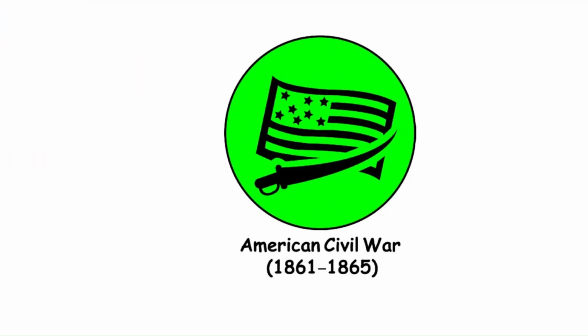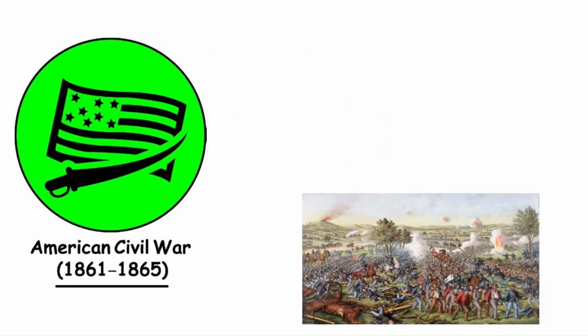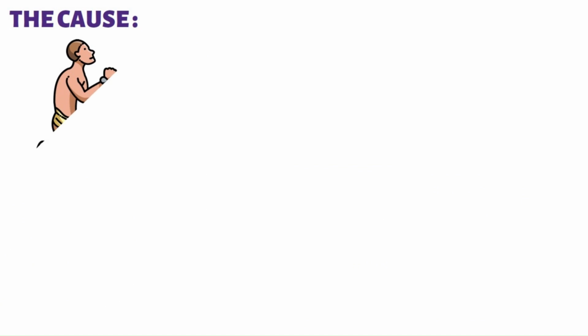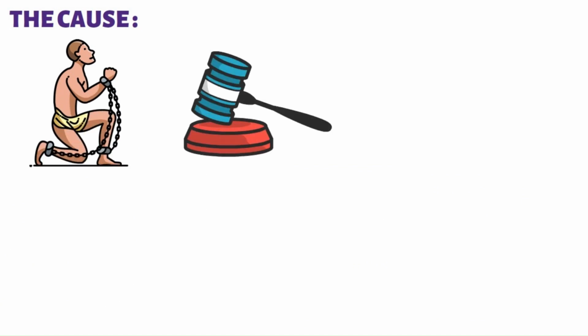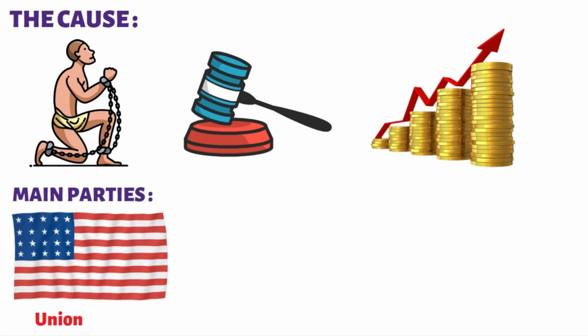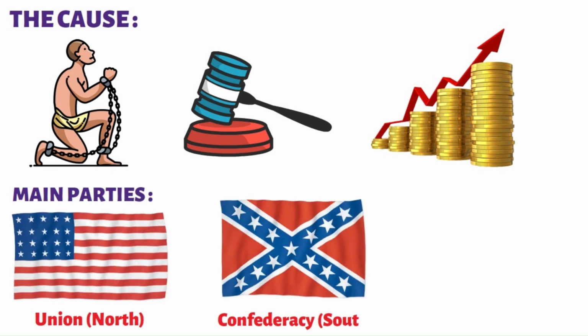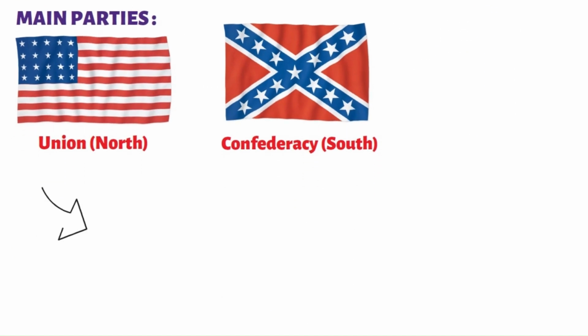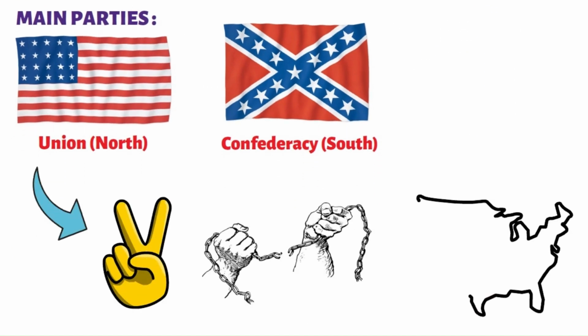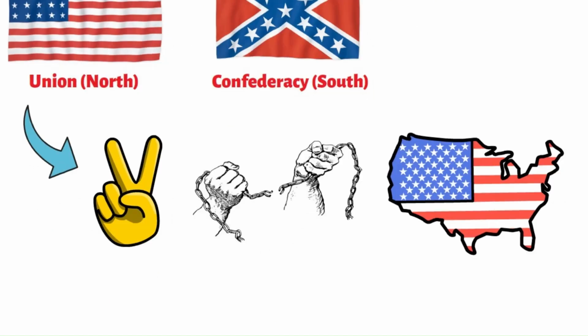American Civil War, 1861 to 1865. The American Civil War was a conflict between the Northern States, Union, and the Southern States, Confederacy. The cause was deep-seated divisions over slavery, states' rights, and economic differences. The main parties were the Union, North, and the Confederacy, South. The war ended with the Union's victory, leading to the abolition of slavery and the preservation of the United States.